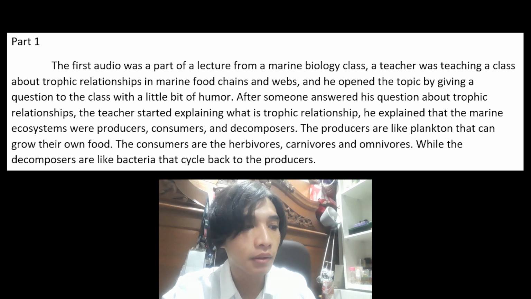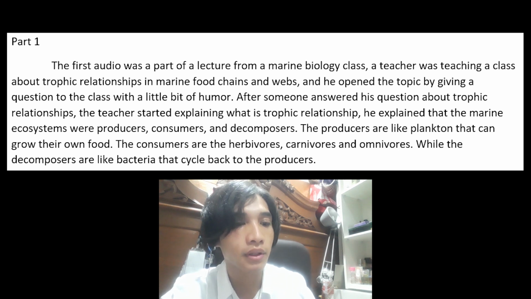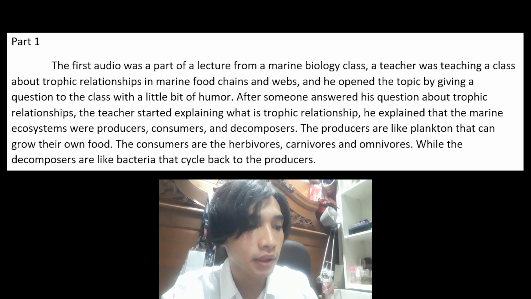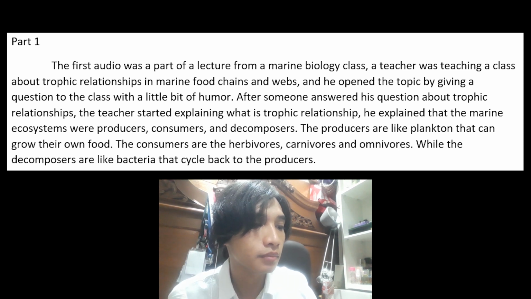He explained that the marine ecosystem has producers, consumers, and decomposers. The producers are like plankton that can grow their own food. The consumers are the herbivores, carnivores, and omnivores, while the decomposers are like bacteria that cycle nutrients back to the producers.